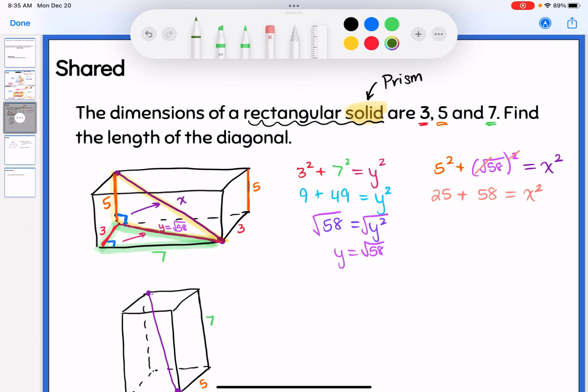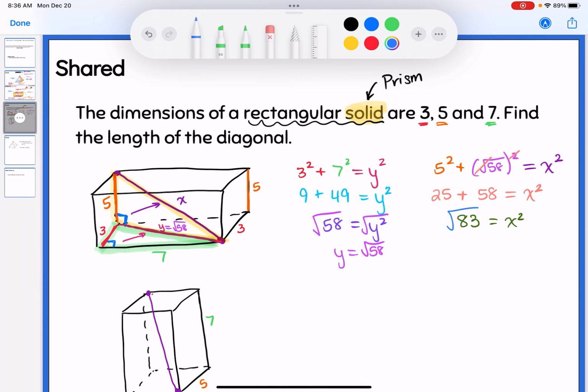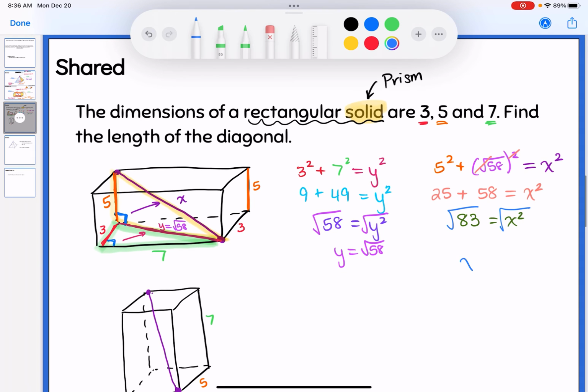Now I am going to, let's see, 25 plus 58 gives me 83, right. Square root both sides. Ooh, square root of 83. I don't think that I can reduce that. I believe 83 is prime. So this is going to become x equals radical 83. Now technically, again, plus or minus radical 83, but it is a segment length, so negative doesn't make sense. So my length of my diagonal is radical 83.